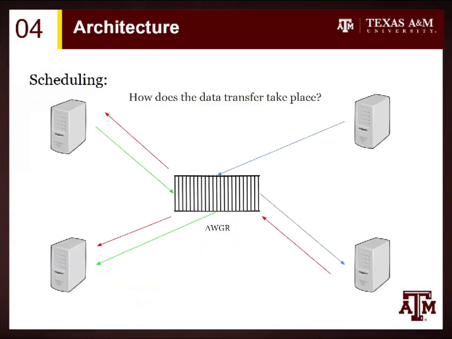This is a repetitive process and it ensures equal bandwidth to all nodes. How does the data transfer take place? Every node tunes its laser to a particular wavelength, where every wavelength connects to a different group of nodes and transfers or receives the data. In the next cycle, the laser is tuned to a different wavelength. All nodes follow the same cycle and therefore no two nodes send data to the same node simultaneously.